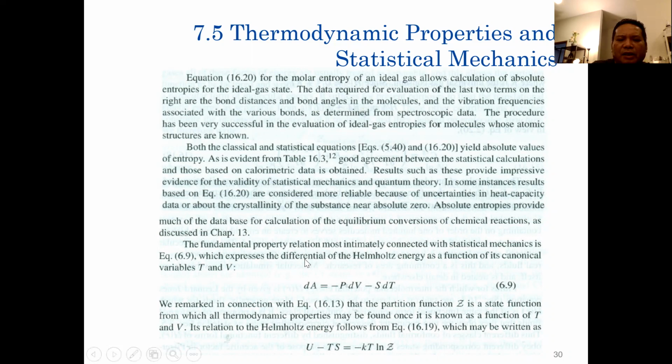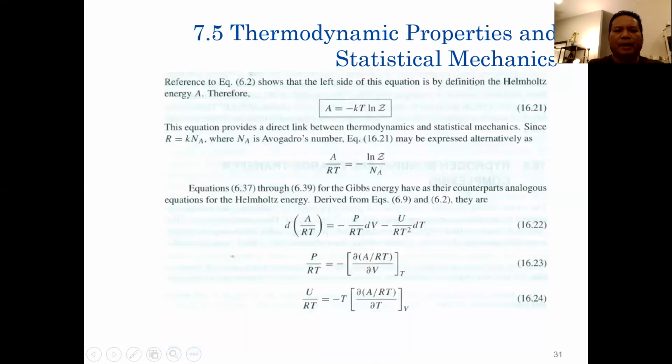The fundamental property relation most intimately connected with statistical mechanics is equation 6.9, which expresses the differential of Helmholtz energy. Helmholtz energy is A. So the energy is here, and then we can work it out. We find that, in relation to the equation, we may write U minus TS equal to these values here. From there, we know that A is minus kT ln Z, where k is the Boltzmann constant.